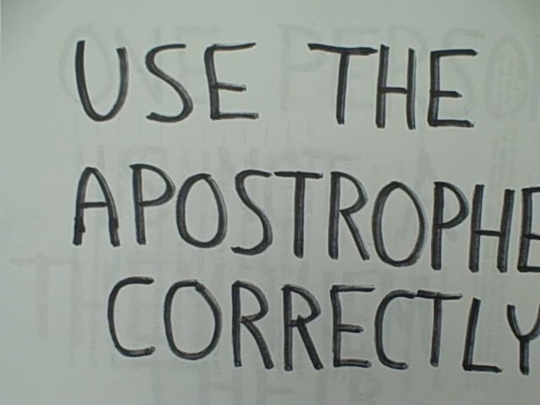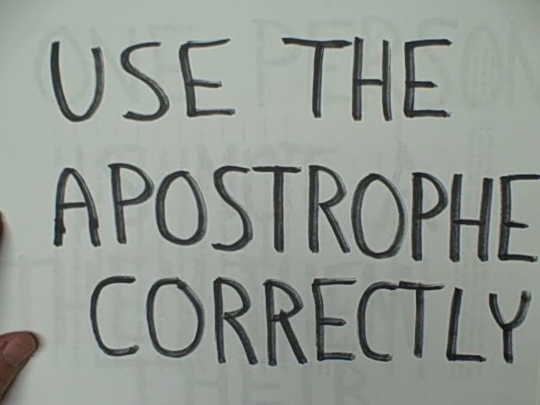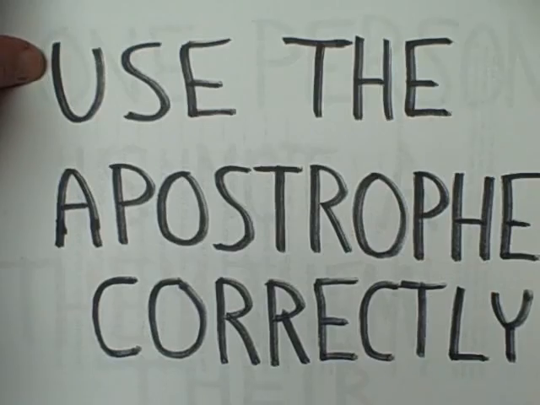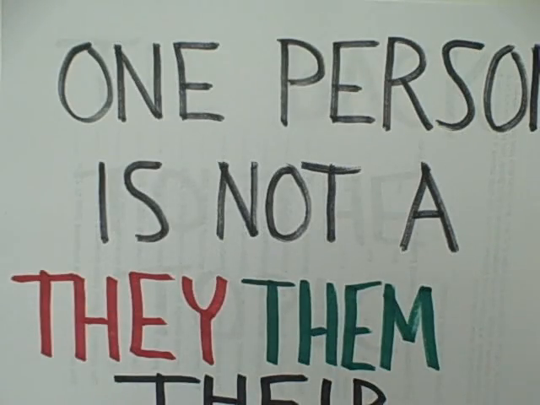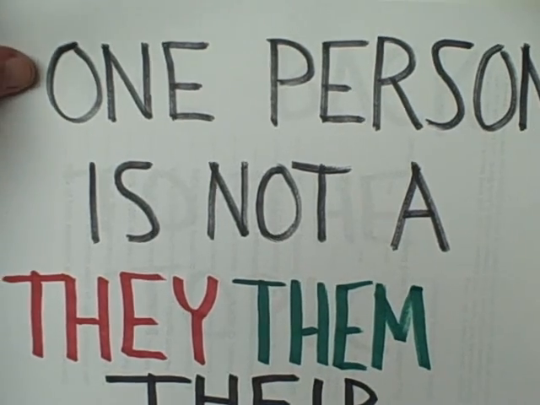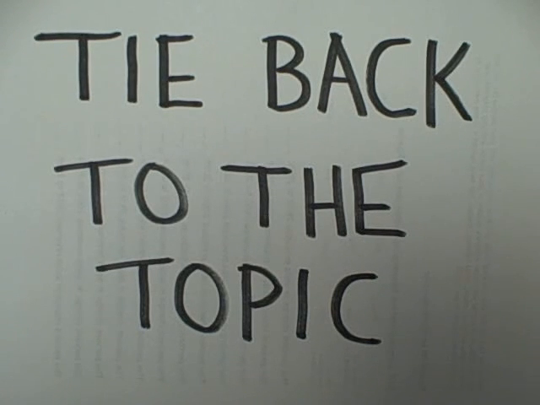And of course, as in all writing for this class, make sure that you use the apostrophe correctly for possessives, not for mere pluralization. And remember, one person is not a they, a them, or a there. And always tie the quotation back to the topic under consideration. Those are the keys to effective interpretation.